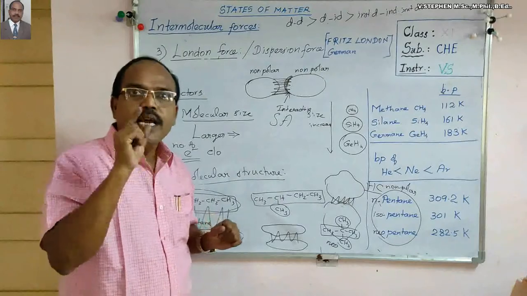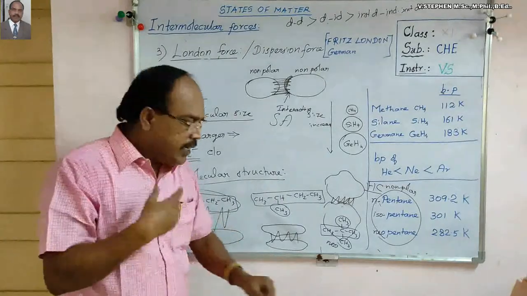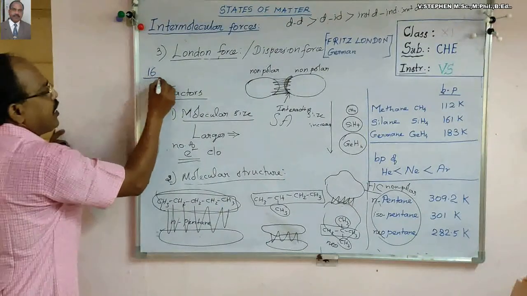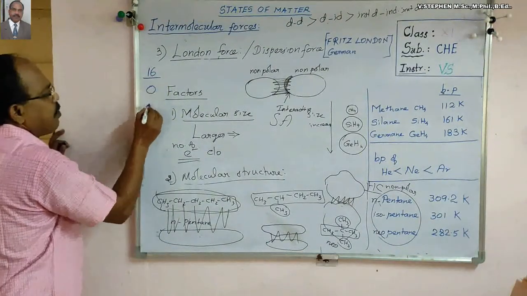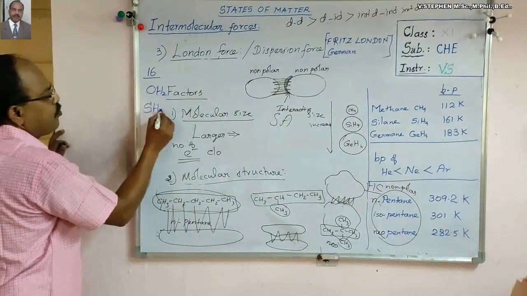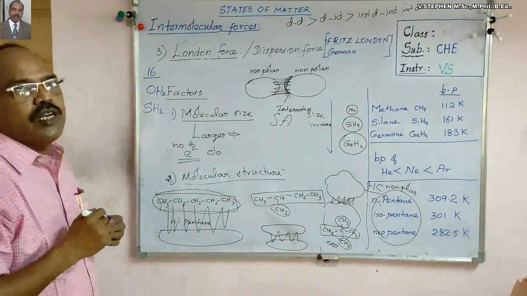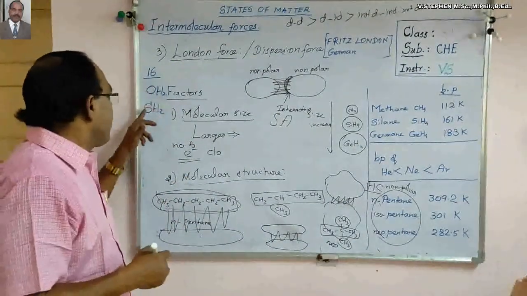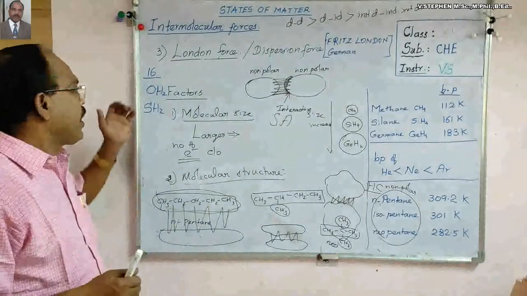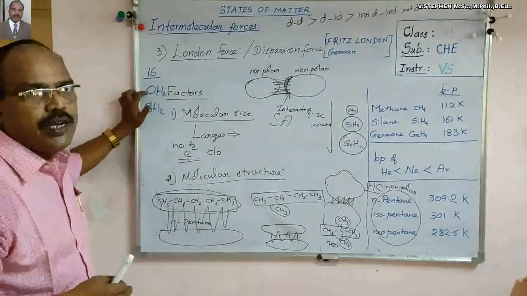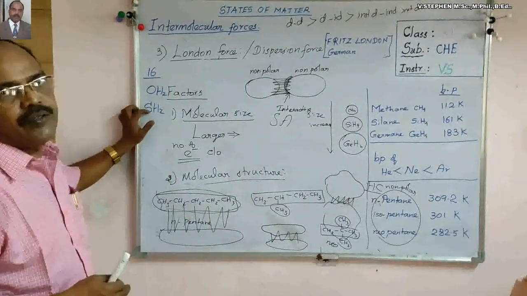Why did I take H2O and H2S? Both of them are in the same group, group number 16: oxygen, sulfur, with hydrogen, giving water, H2O, and hydrogen sulfide, H2S. Same group means the electronegativity of sulfur will be slightly less, as electronegativity decreases from top to bottom. But this is a liquid and this is a gas.